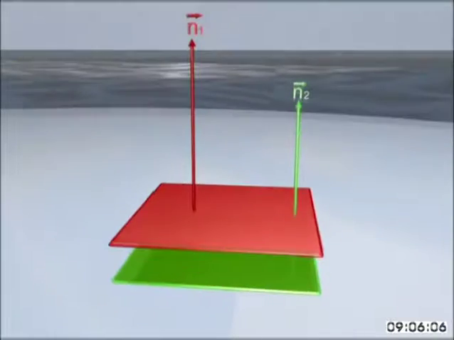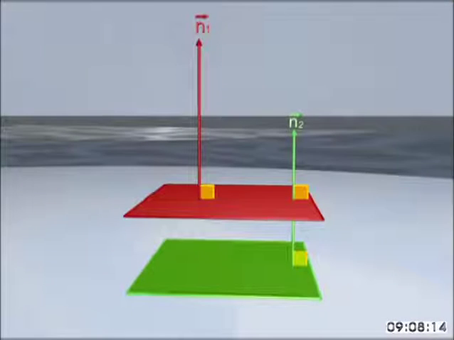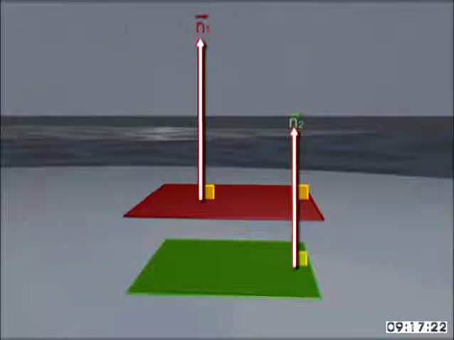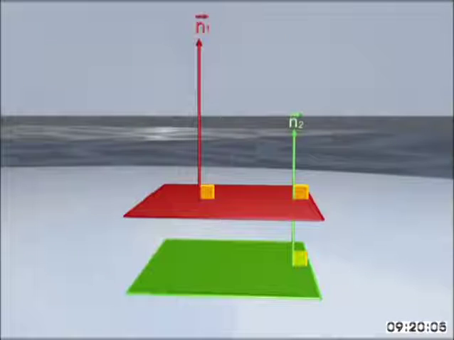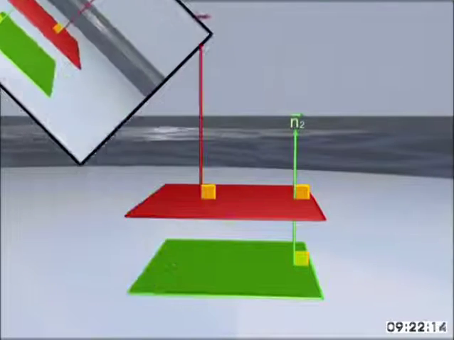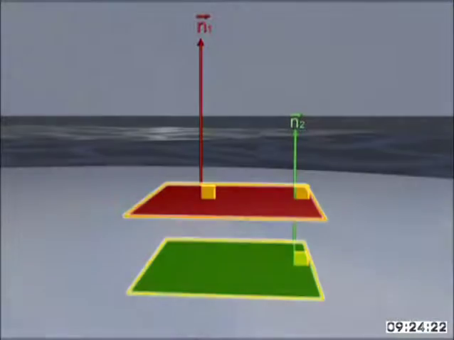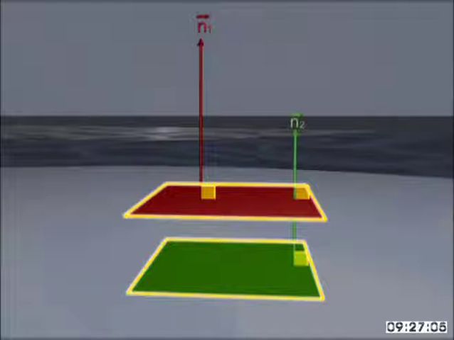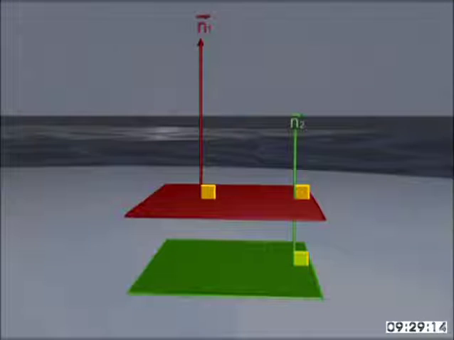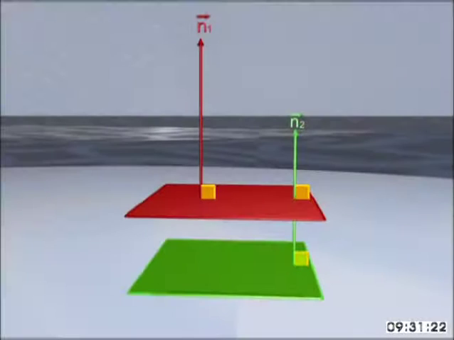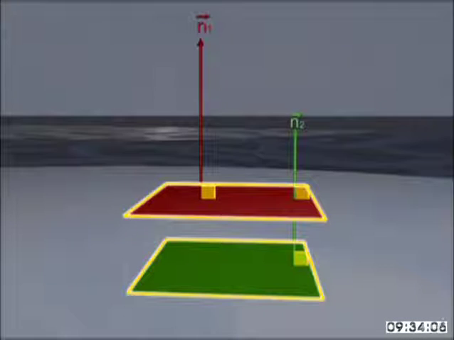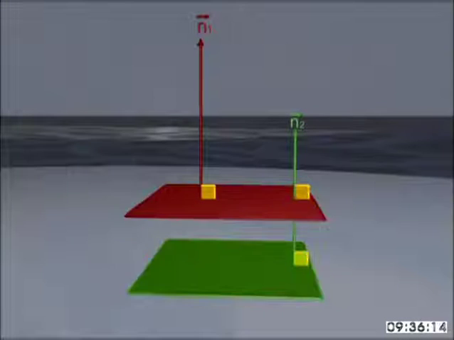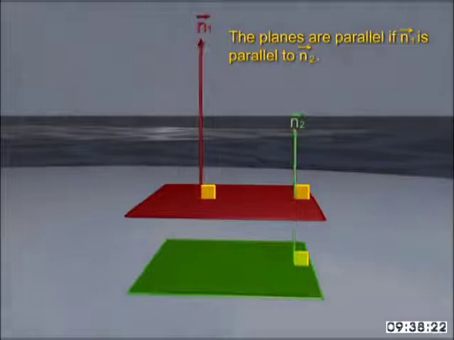On the contrary, if the angle between the normals vector n1 and vector n2 is 0 degree, then the normals are parallel to each other. The fact that the angle between the two planes is same as the angle between their normals helps us to conclude that the two planes are parallel to each other if their normals are parallel.